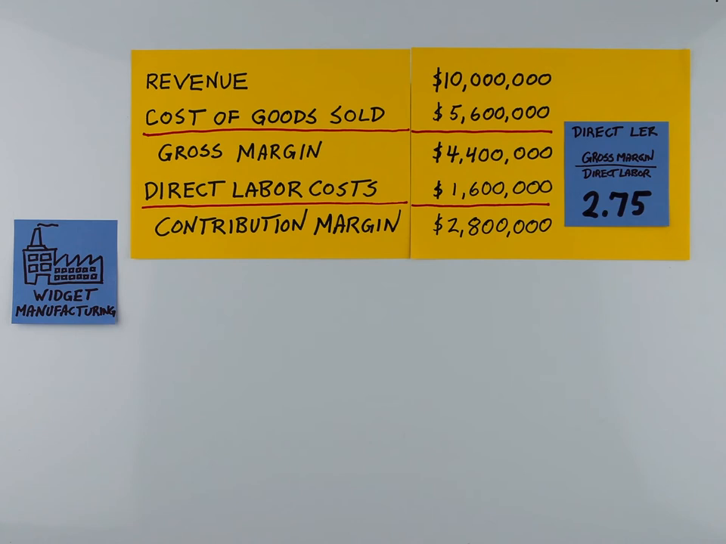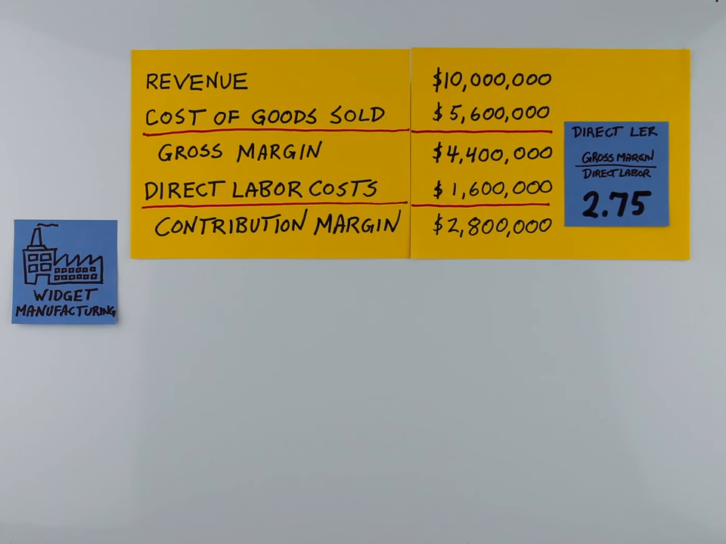Another way to say this is, for every dollar in direct labor cost I spend, I should get $2.75 in gross margin. Again, we're measuring the productivity. Another really important part on this slide is contribution margin. If you're not really financially savvy and don't enjoy getting into the numbers, this is a great number, because the contribution margin is basically the value that we're adding to the product or service.